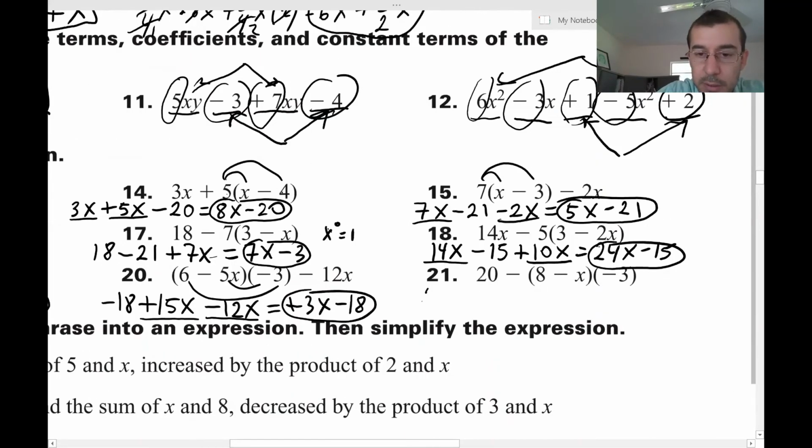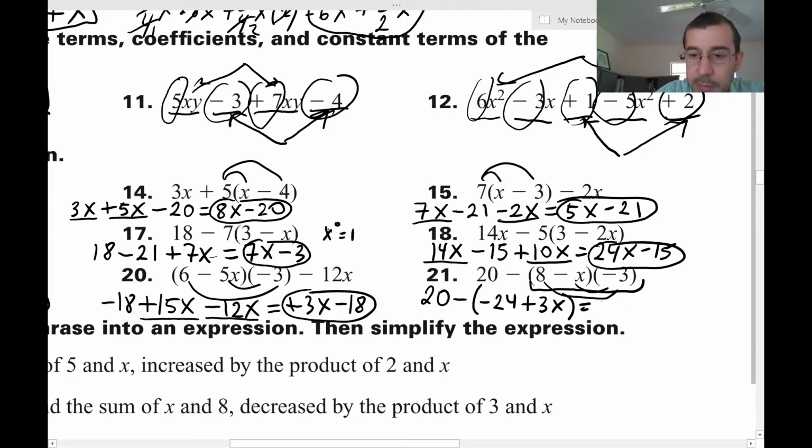20, and then minus, and then we're going to do this right here. So we're going to have a parenthesis, 8 times minus 3 and minus x times minus 3. What is 8 times minus 3? It is minus 24. Minus x times minus 3 is plus 3x.